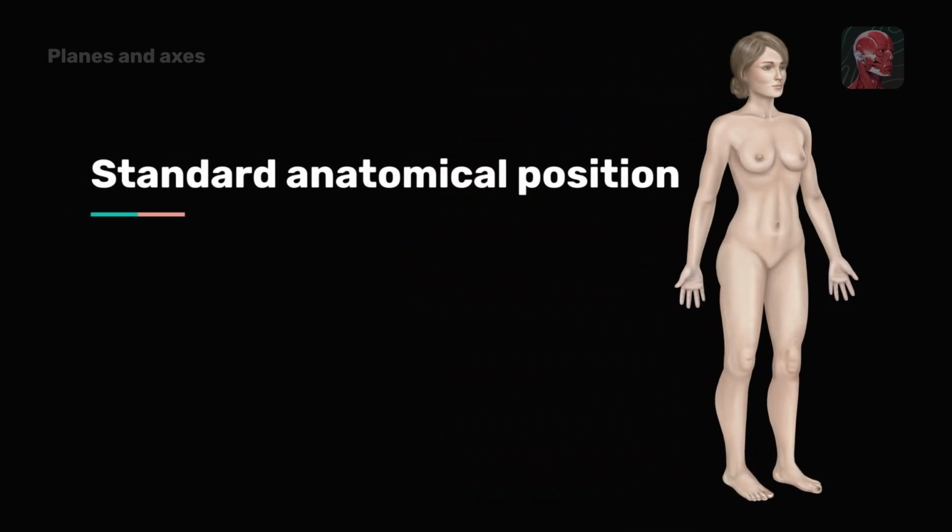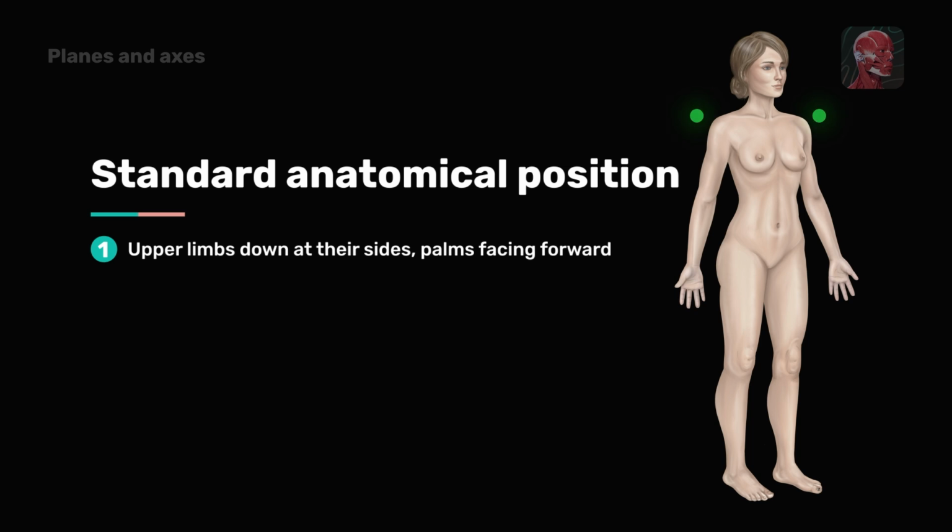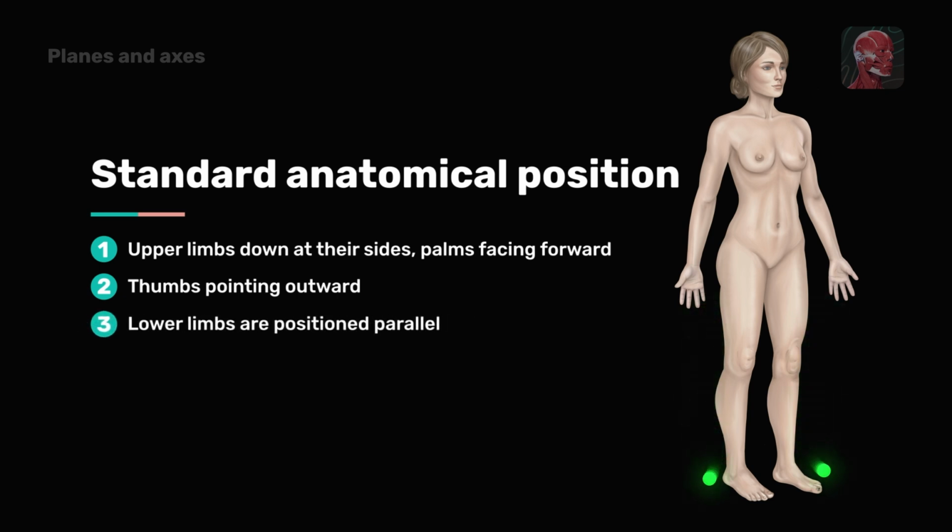In this position, the person is standing straight, with the upper limbs down at their sides, palms facing forward, and thumbs pointing outward. The lower limbs are positioned parallel, with the toes pointing forward.